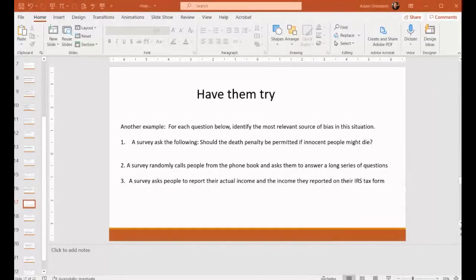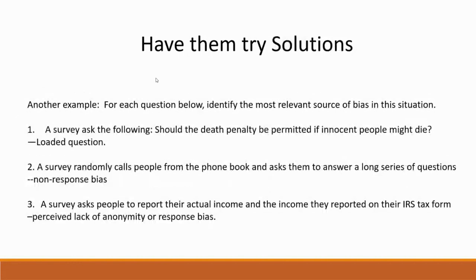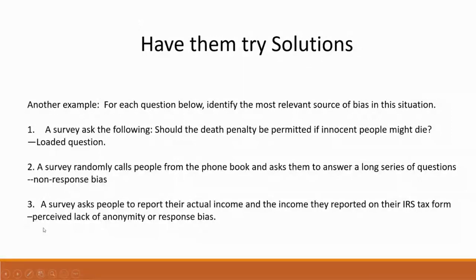Here we go. Okay. So here we have these examples where, for each one, identify the most relevant source of bias that can occur. For instance, if a survey were to ask, should the death penalty be permitted if innocent people might die? Well, hopefully you can tell that that's a loaded question. You can see from the wording they're trying to get you to be against the death penalty.